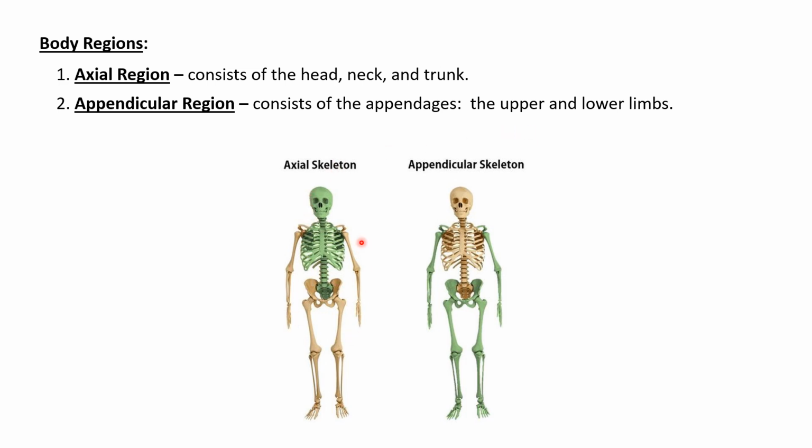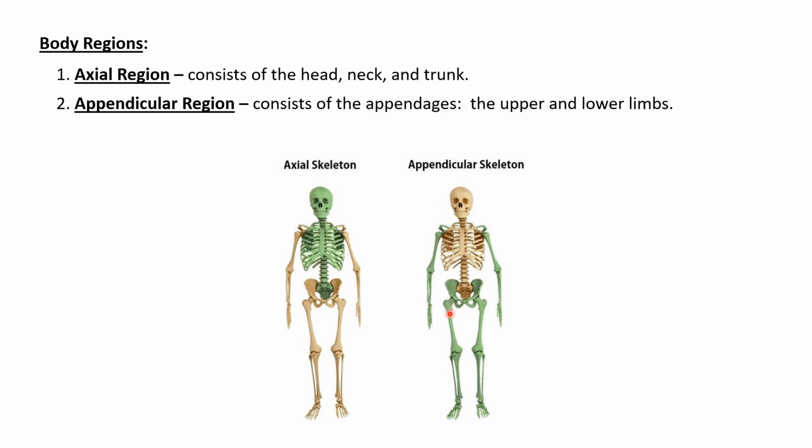So the arms, and then here you're looking at the skeleton, so it's going to include the pectoral girdle or shoulder girdle. So you have the clavicle and scapula, and then the arms. And that's appendicular because the arms are appendages. Here, this one actually, they're done green on it.